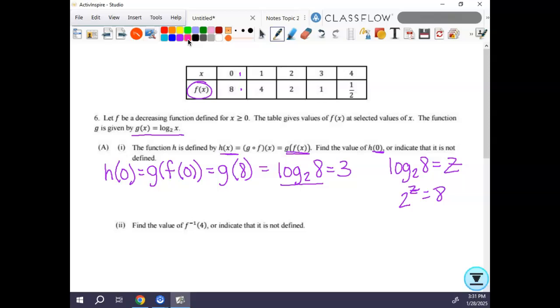So remember, f of 4 is 1/2. F inverse of 4 would give me 1. So f inverse of 4 equals 1.